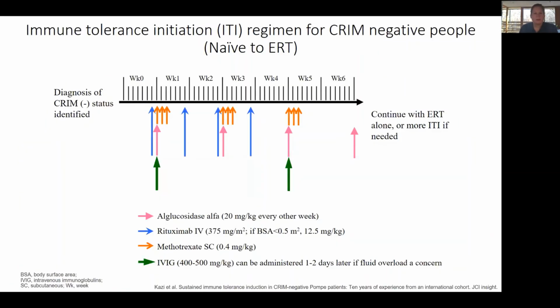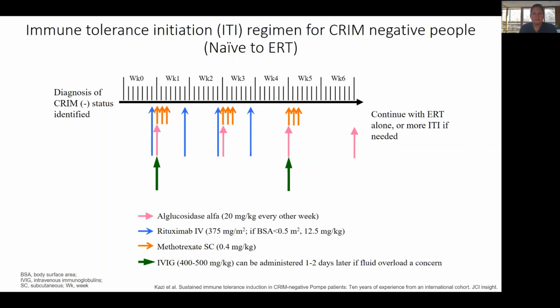So to quickly show the immune tolerance induction regimen, or the process that we use for CRIM negative people or children who have Pompe disease and who are naive to ERT. First, you determine the diagnosis of the CRIM negative status, and then at the time of the first infusion, the patients receive rituximab, methotrexate, and IVIG.